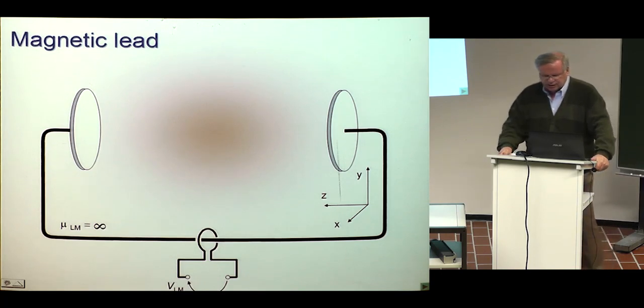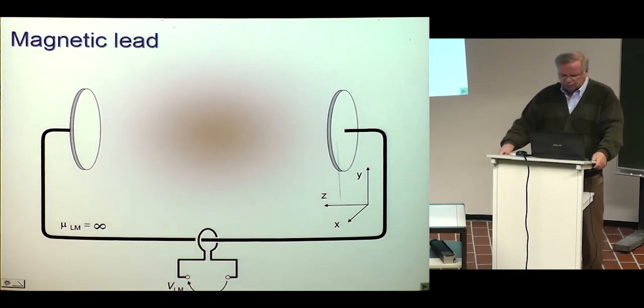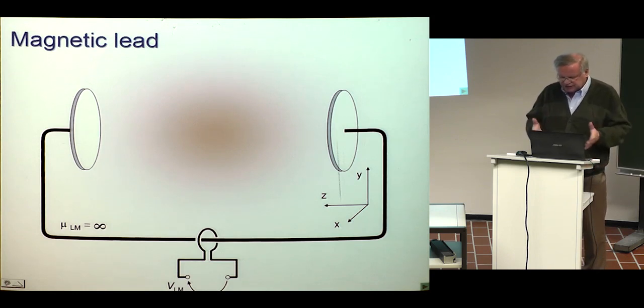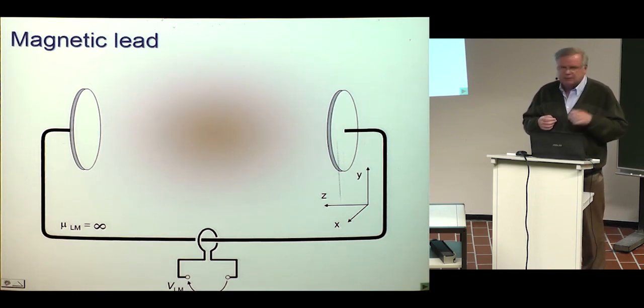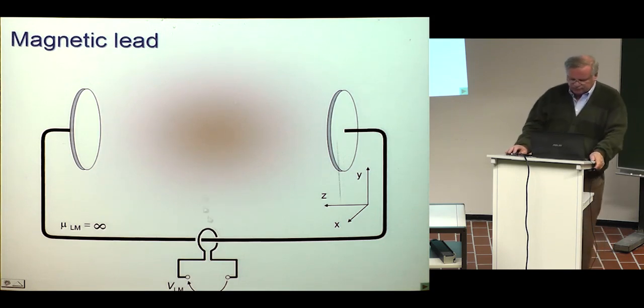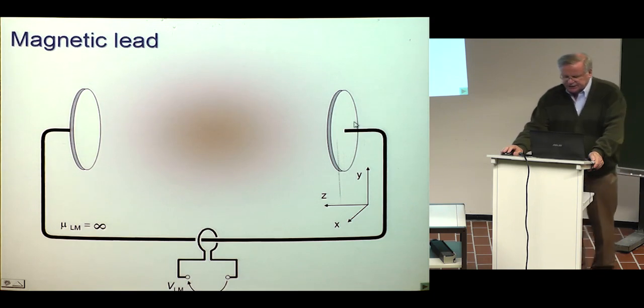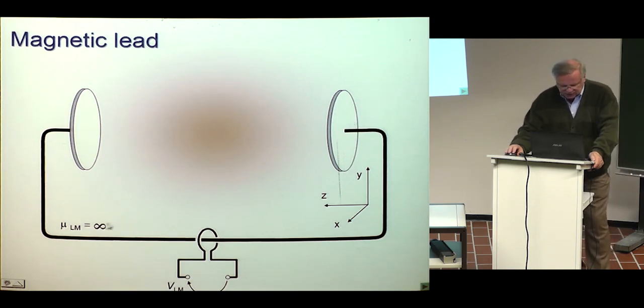I start here again, like in the electric case, from the principle of reciprocity approach. I show you here a fundamental magnetic lead, similarly as in the electric case. Here is a volume conductor shown in a different way. Here are detectors which are called magnodes. In the electric case, they were electrodes connected with a wire. Characteristic for these magnodes is that they are constructed from material which has infinite magnetic permeability. In the electric case, the electrodes had infinite electric conductivity.